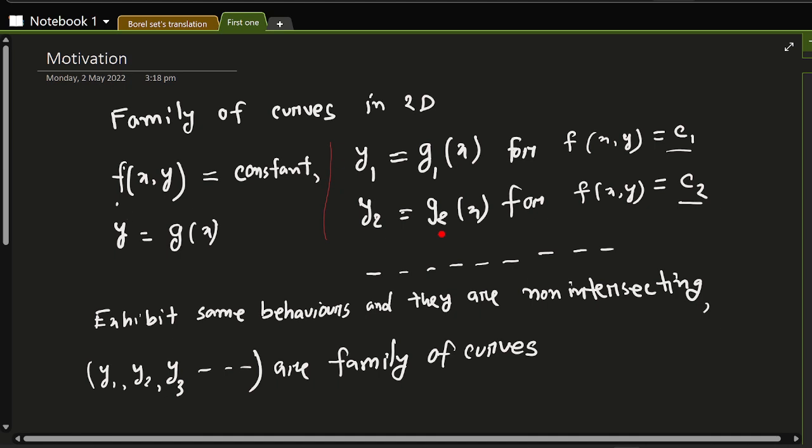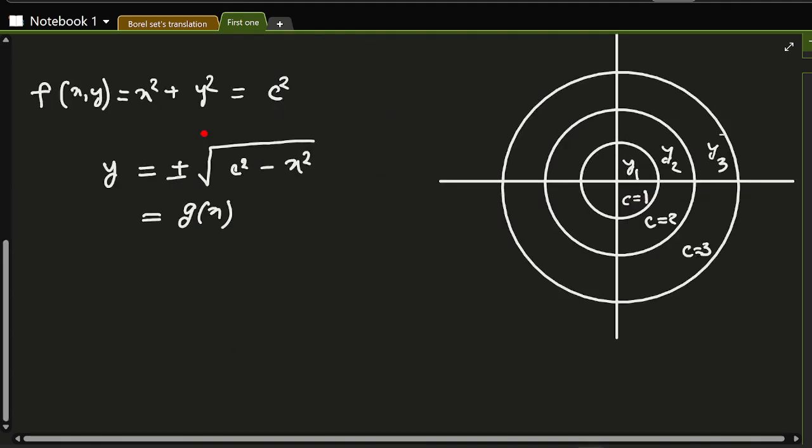We also assume that these functions or curves exhibit the same behavior in the xy plane and they are non-intersecting, at least not on our points of interest. Then roughly we can call these curves or functions a family of curves. The equation of a circle is a good example to start with because it is trivial to express y as a function of x, and we can plot different distinct curves for different constants and they all exhibit the same behavior, that is, they are all circles and they don't intersect each other.